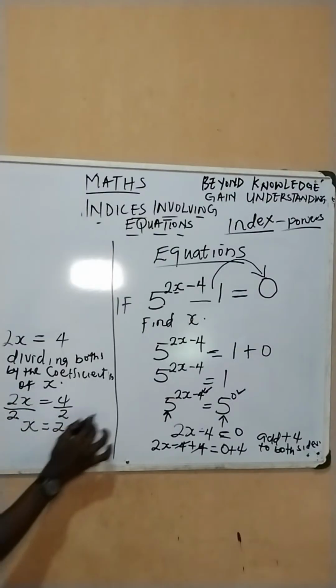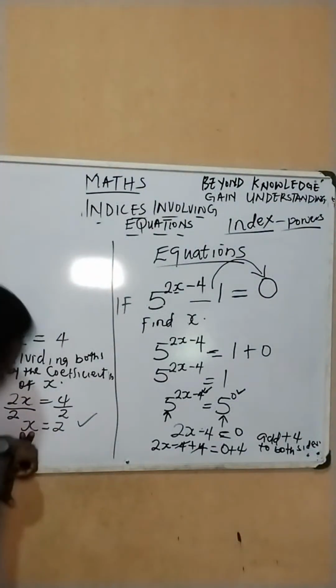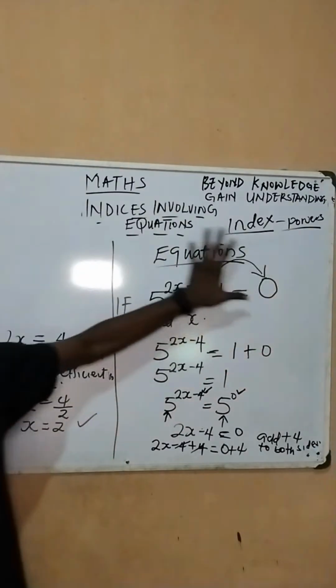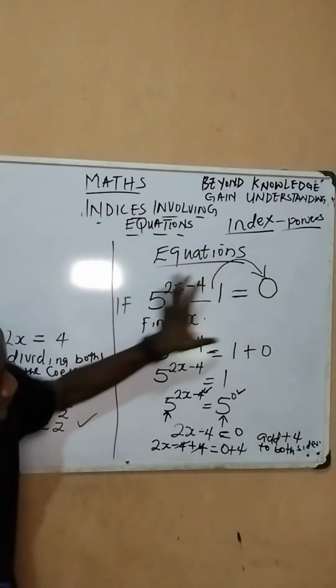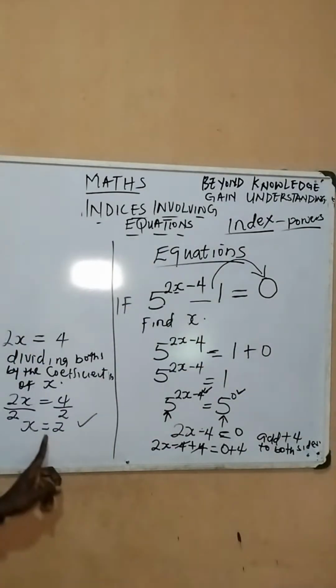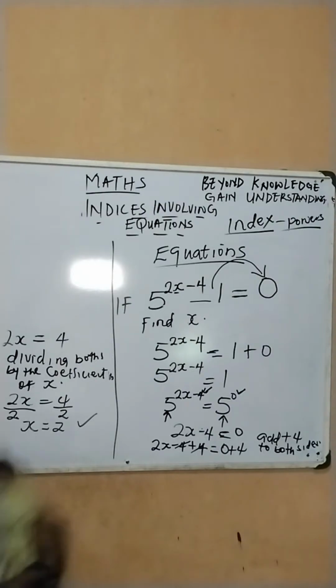4 divided by 2 is going to give you 2. So the variable x that will make this given expression, remember this is the original expression that was given, equal to 0 is what? 2.